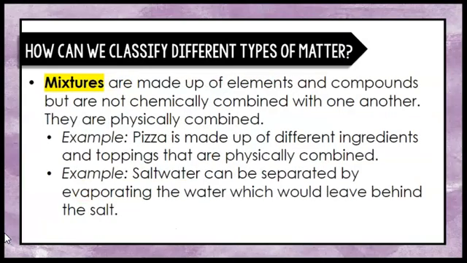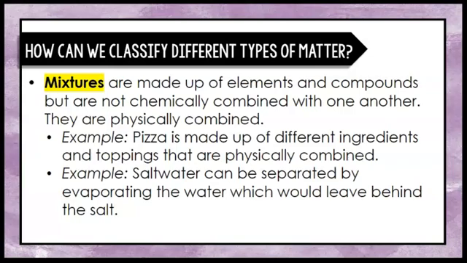Now, mixtures, on the other hand, are made up of elements and compounds that are not chemically combined with one another. Instead, they are physically combined, for example, through mixing. Consider pizza. Pizza is made up of different ingredients and toppings that are physically combined. You knead the dough, you add on the toppings, so it's mixed physically, combined physically.